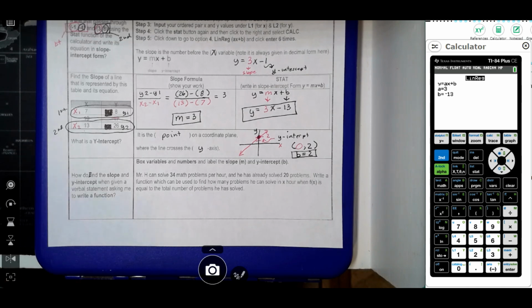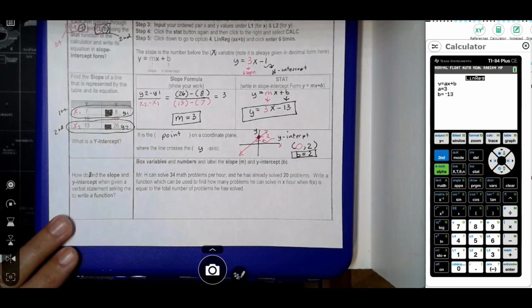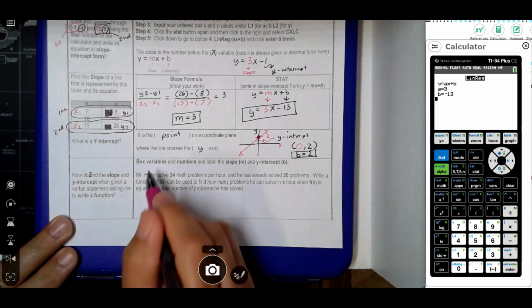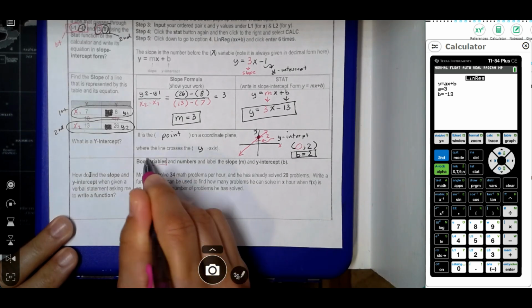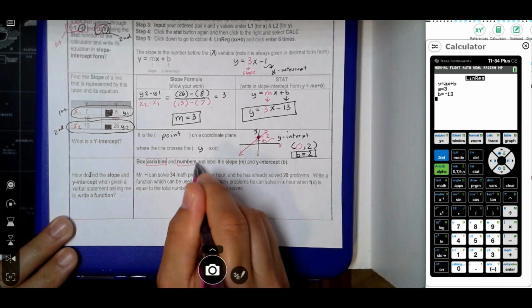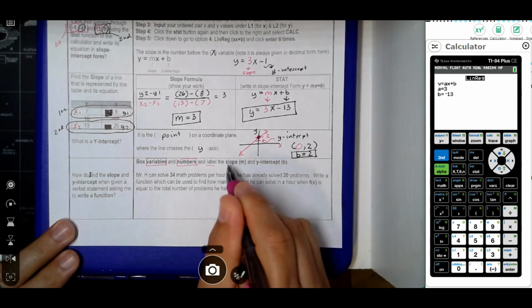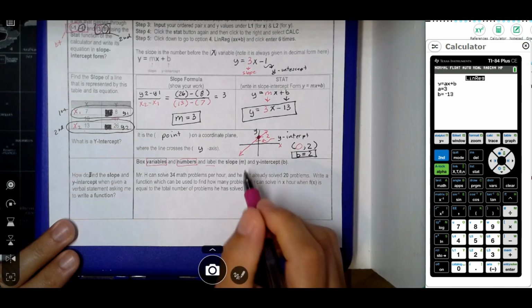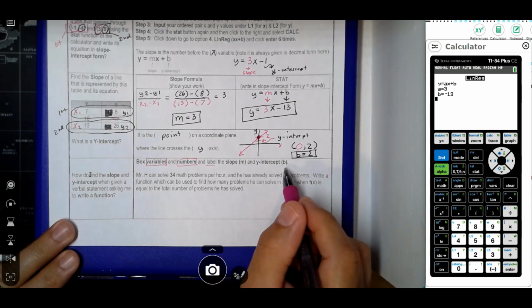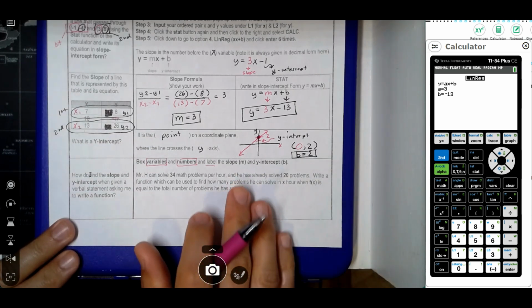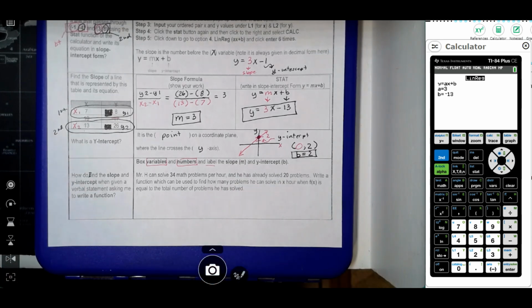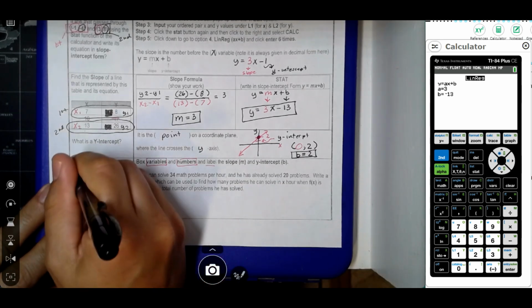And you do have problems like this that pop up on your STAAR from time to time. For instance, I'm going to box variables, numbers, and I'm going to label the slope M and the y-intercept B. Now, one more thing that I didn't put on here is we are also going to underline keywords. So I'm going to put underline.